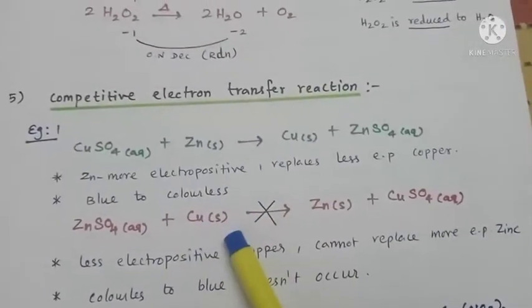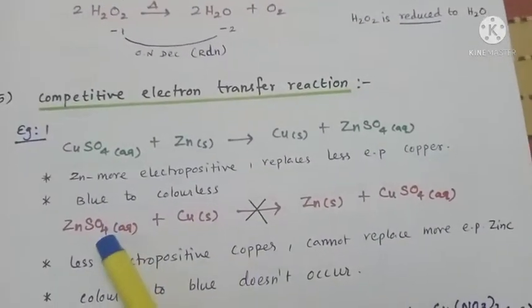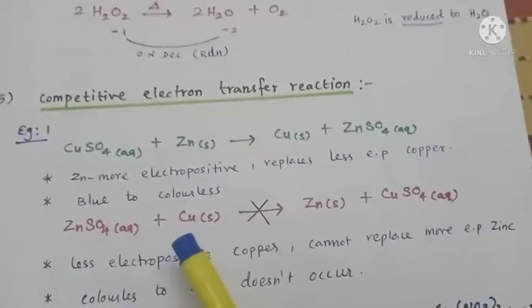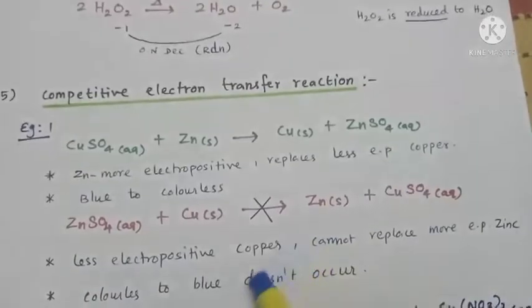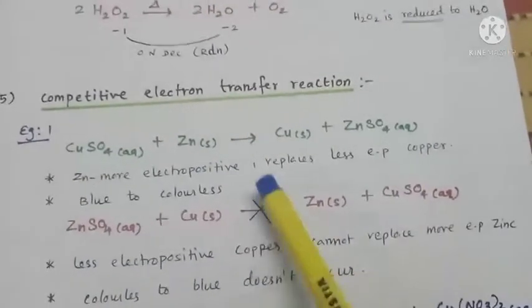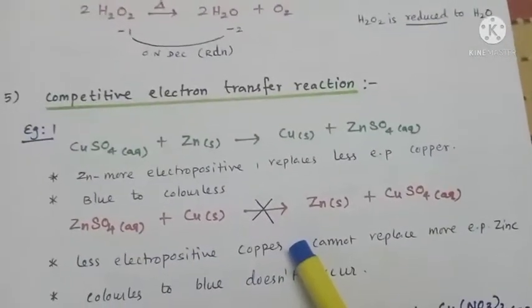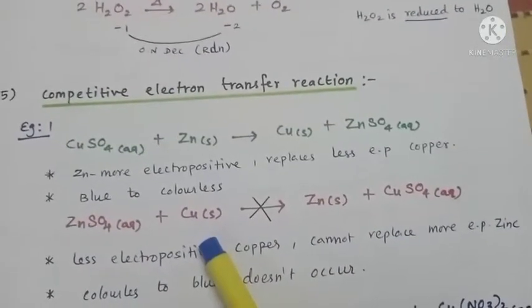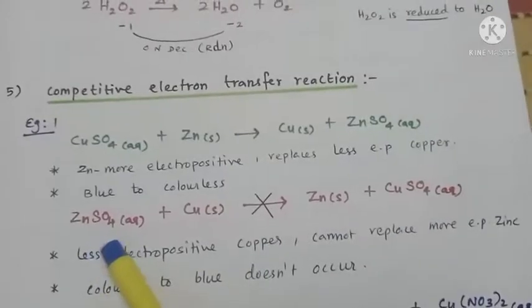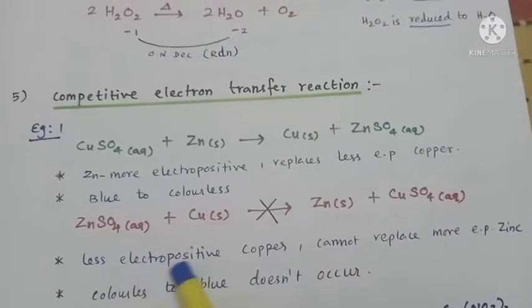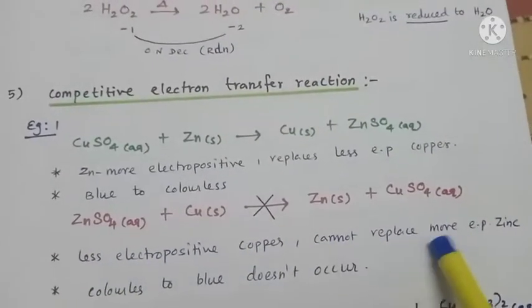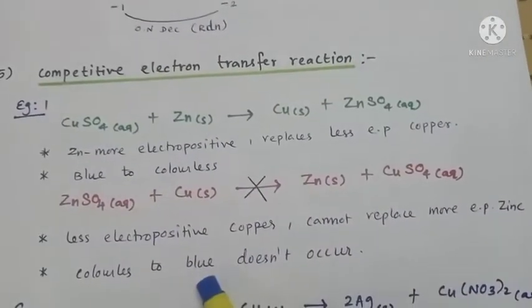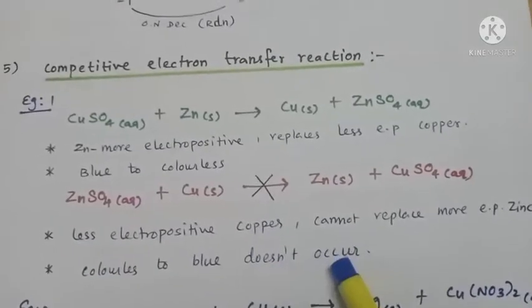Suppose this reverse reaction occurs, zinc sulfate colorless, copper sulfate blue, isn't it? There should be a color change from colorless to blue, but that color change does not occur, which means this reaction is non-feasible, not taking place, because a less reactive metal or less electropositive metal cannot displace more electropositive zinc. That's what I have written. Less electropositive copper cannot replace more electropositive zinc. So that colorless to blue change is not observed. It does not occur.